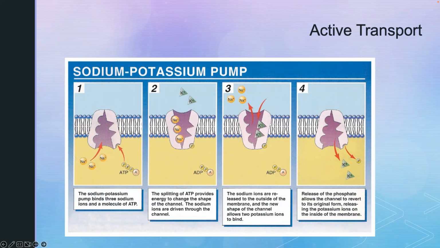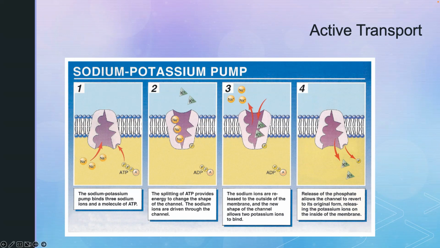This sodium-potassium pump will maintain the gradient of a higher concentration of sodium extracellularly and a high level of potassium intracellularly. So it works where the pump will bind sodium ions. And again, because it's active, it does have to have a form of energy, and that is ATP. ATP will, quote unquote, split and provide energy to change the shape of the channel. So you get an actual conformational change. The sodium ions are then driven through the channel.